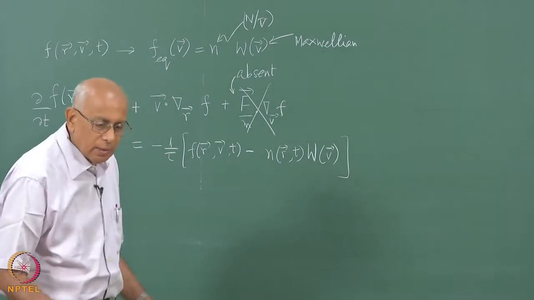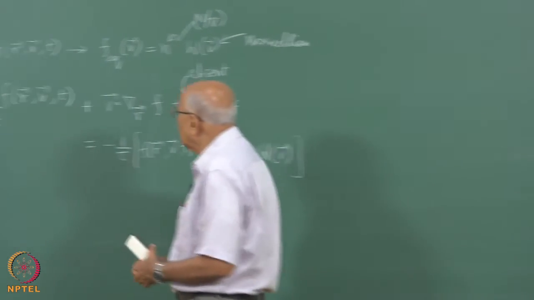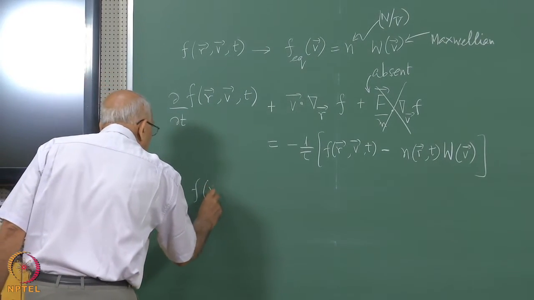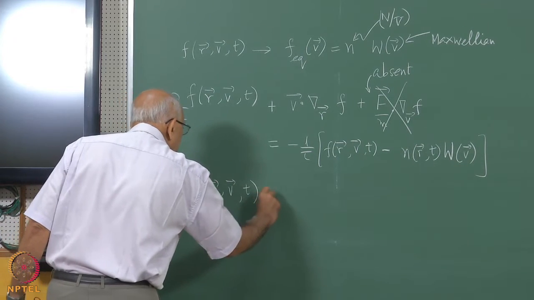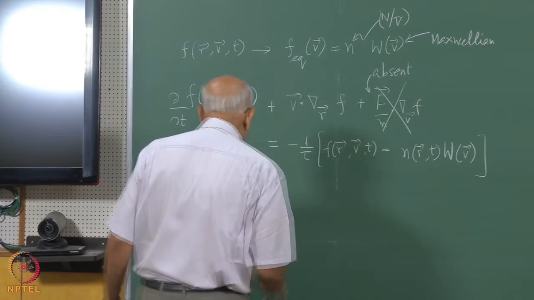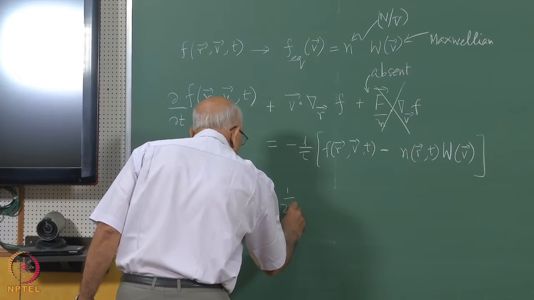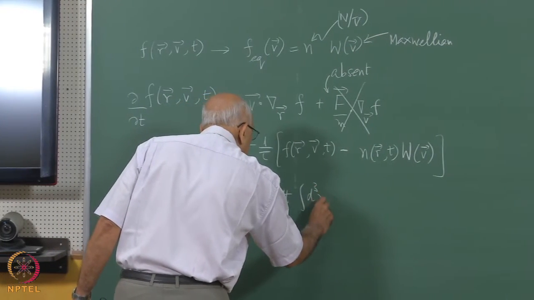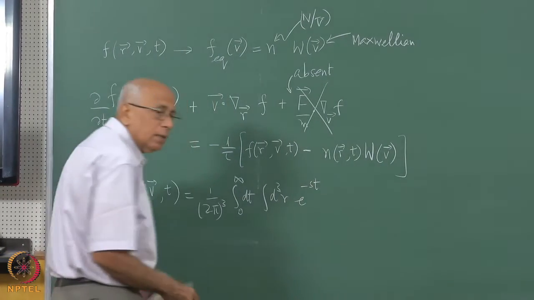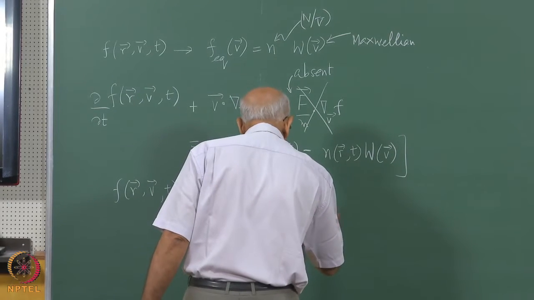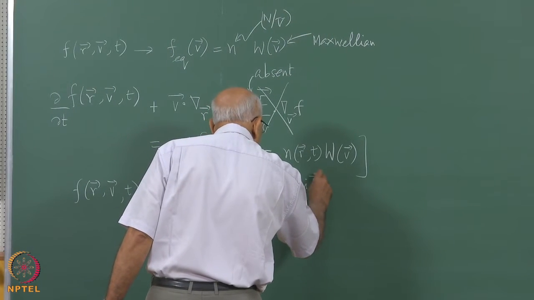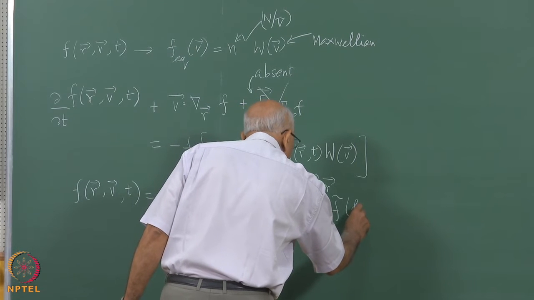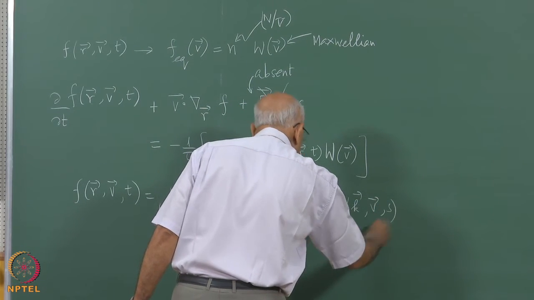So let me go through this quickly since we did this already last time. I do a Fourier transform with respect to space and a Laplace transform with respect to time. So essentially, we're going to write f of r, v, t equal to 1 over 2 pi whole cubed, integral 0 to infinity dt, integral d3r e to the minus st, that's the Laplace transform, and then the Fourier transform was e to the minus ik dot r, f tilde of k, v and s.